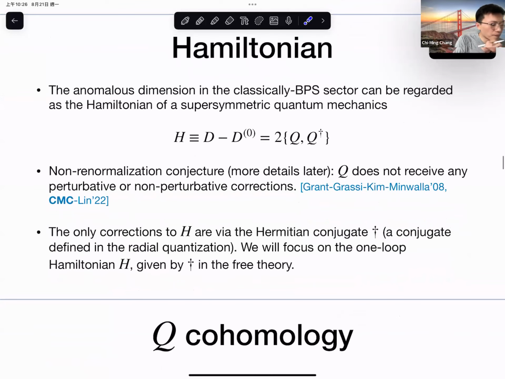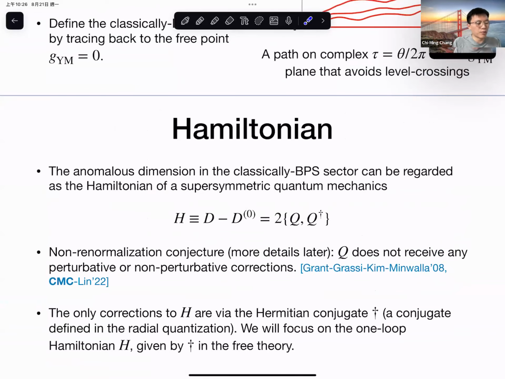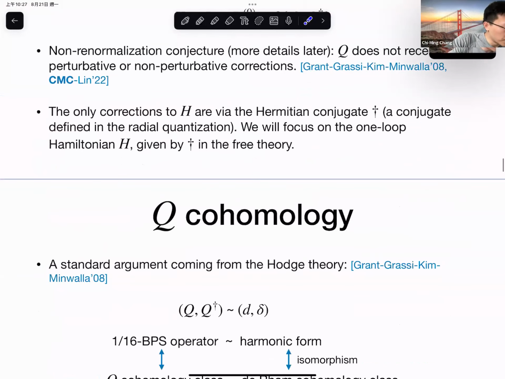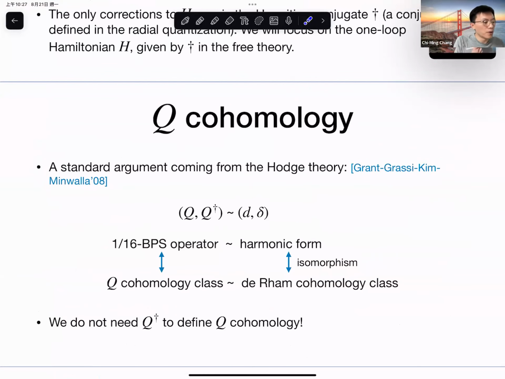Okay. But if we want to study the BPS operator, of course we would like to not just remain at zero coupling or one-loop order. But we can see that now there is a problem, because the Q dagger will receive in principle all-loop correction, and the same thing goes for the BPS operator. So how do we study the true BPS operator in this framework? That comes to the Q cohomology.